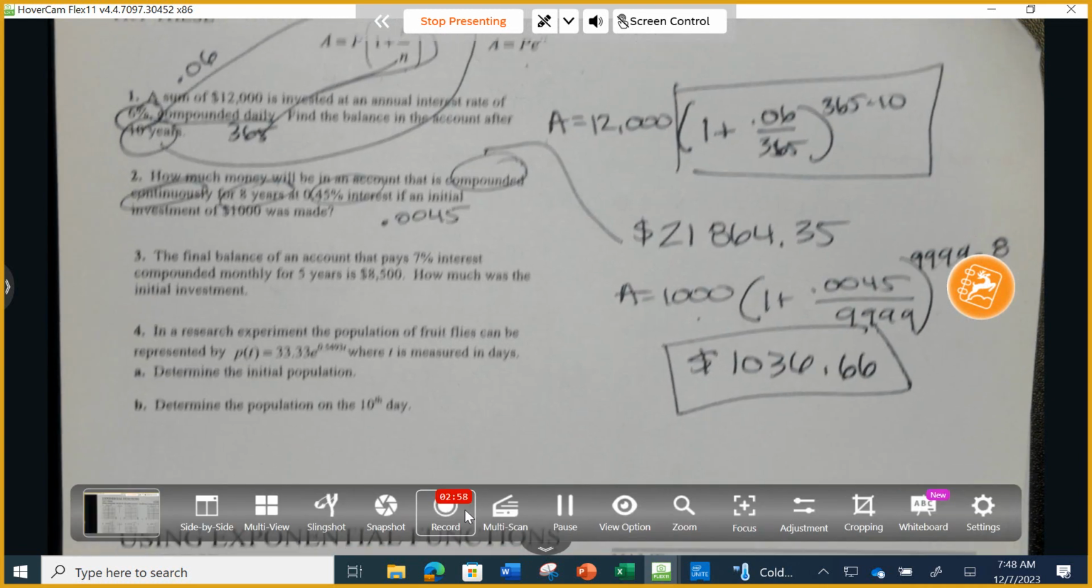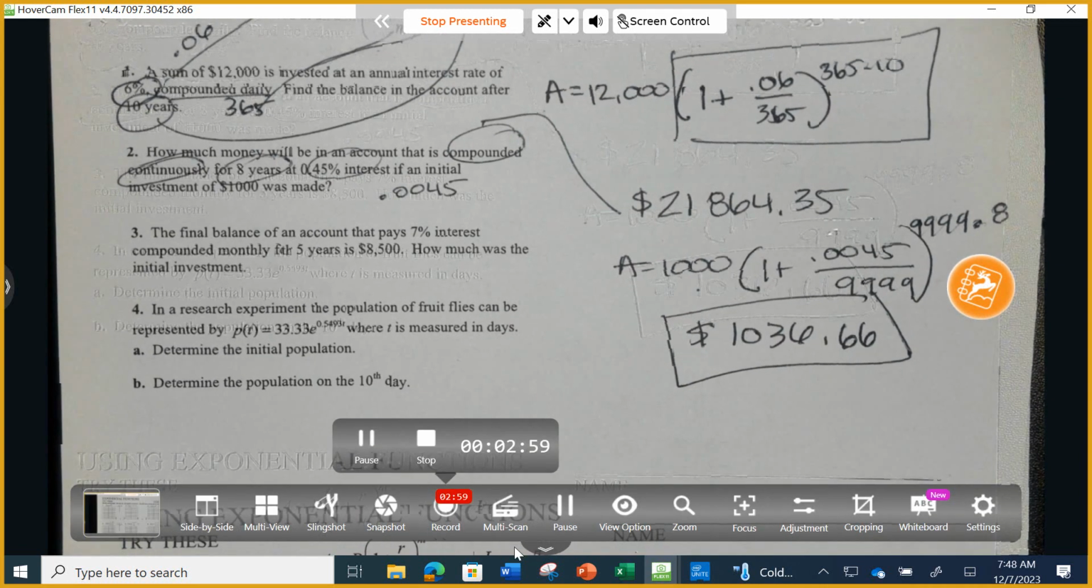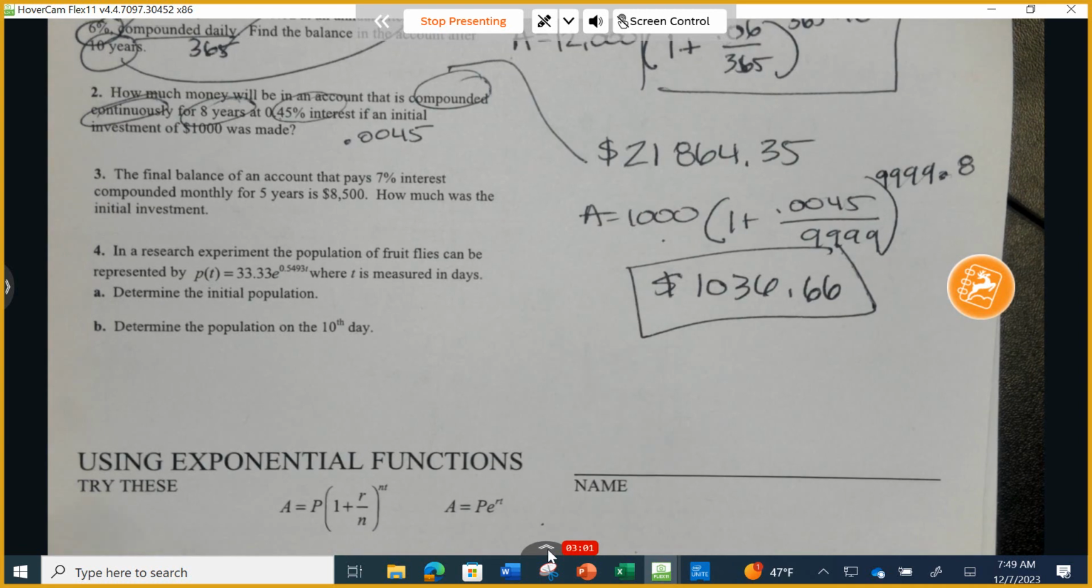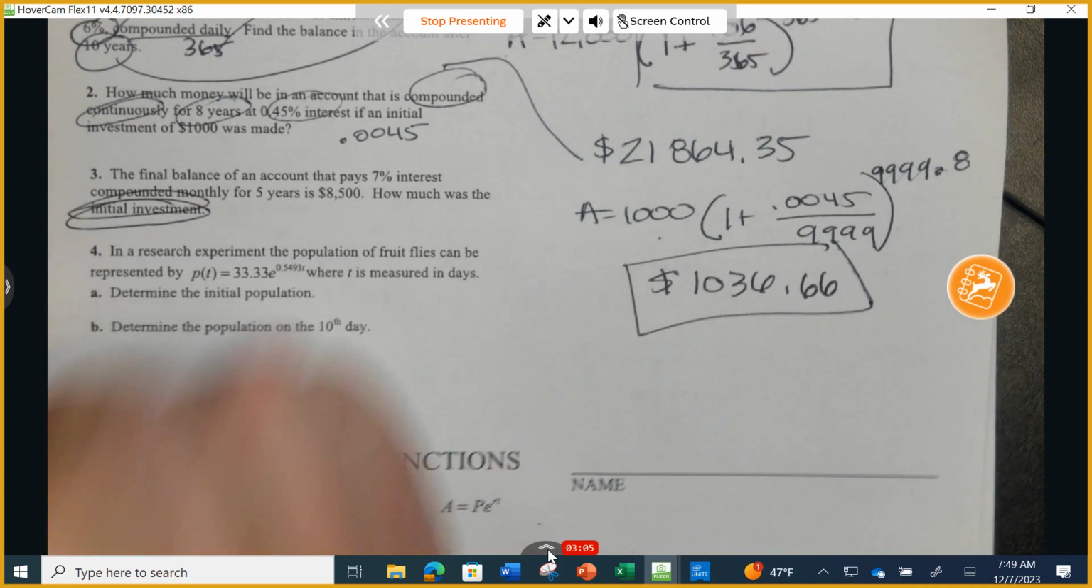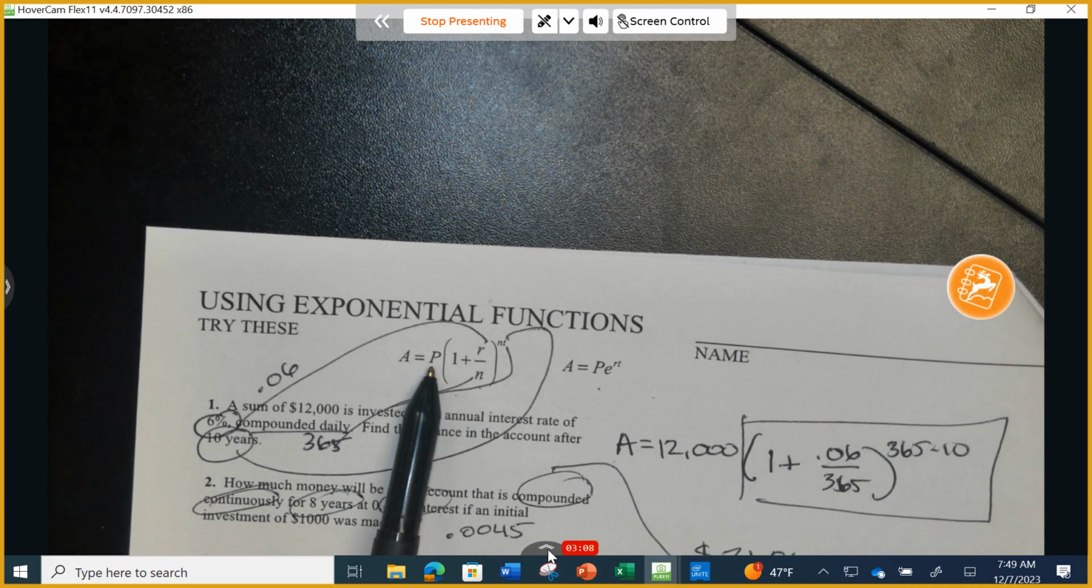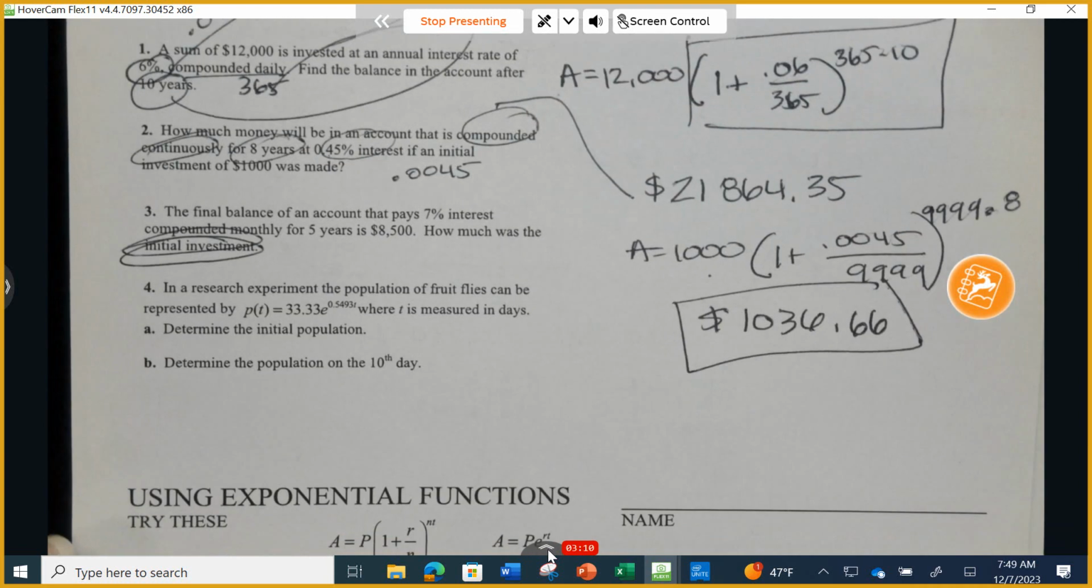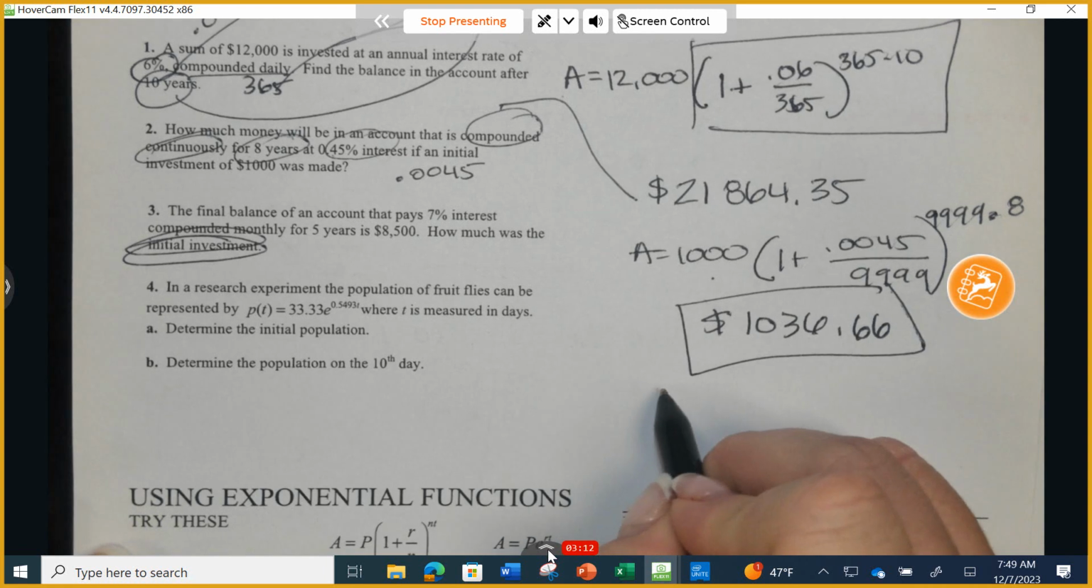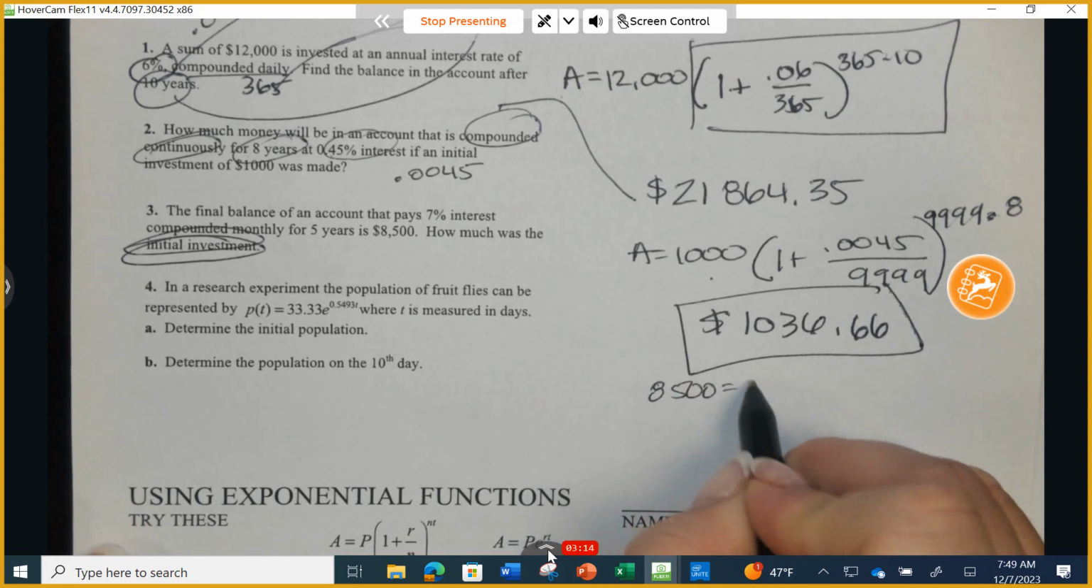All right, let's look right now at number 3. For those that are working, please. Let's look at number 3 here. Now, here's the difference. We know the final amount. We're looking for the initial. Initial here is our p-value, right? Our initial is our p-value, the principal that was invested. So I know I end up with 8,500.